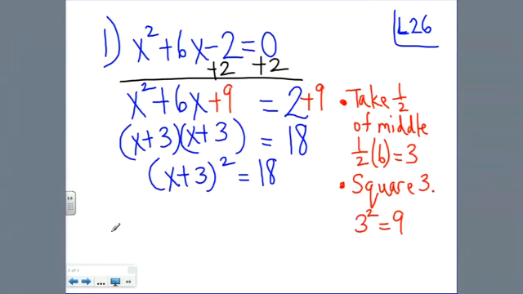Now, before we use the square root property to solve for x, did any campus have any questions?